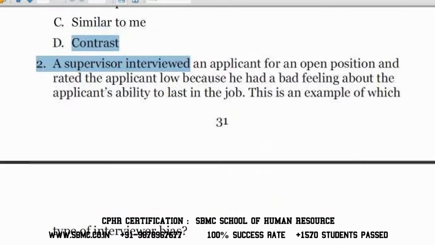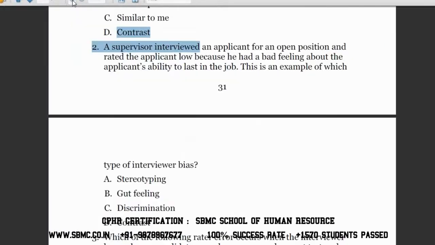Second question. This is the wrong answer. This is how you will get confused in the exam. Next question.